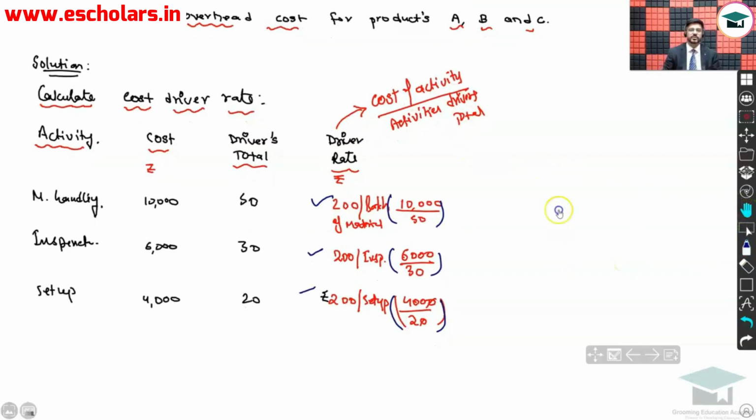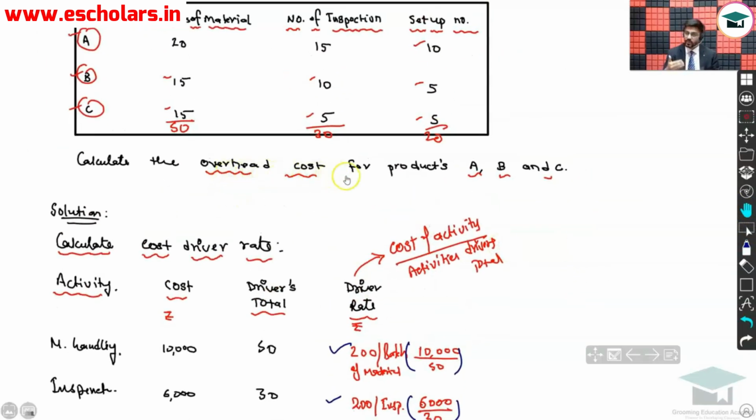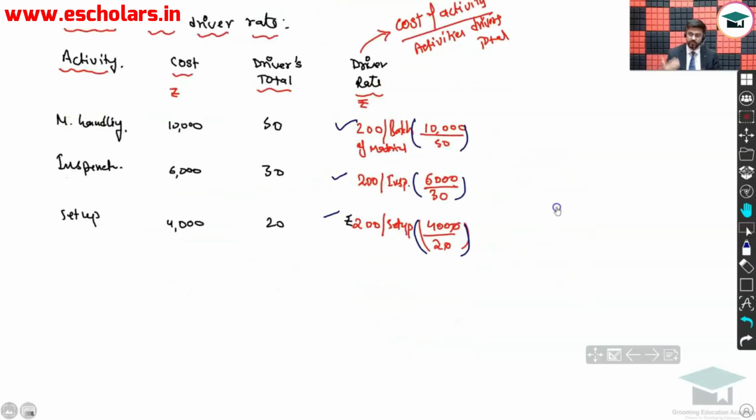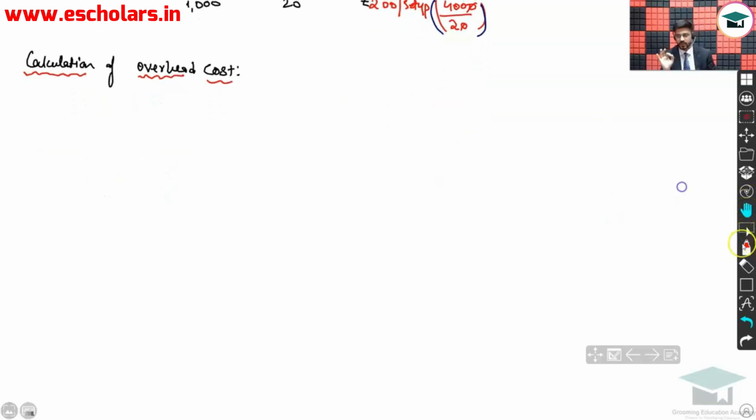Now once you calculate your cost driver rate, see the requirement. We need to calculate the overhead cost for three products. Now we will calculate the overhead cost. Pay attention. So calculation of overhead cost, this is our main objective of this question, and just focus on how I am calculating it. So we have three products, product A, product B and product C.